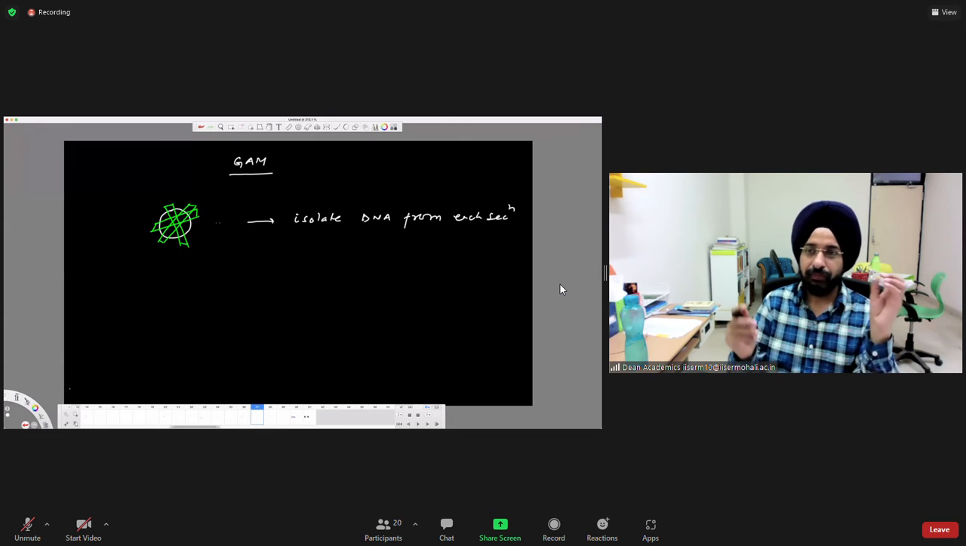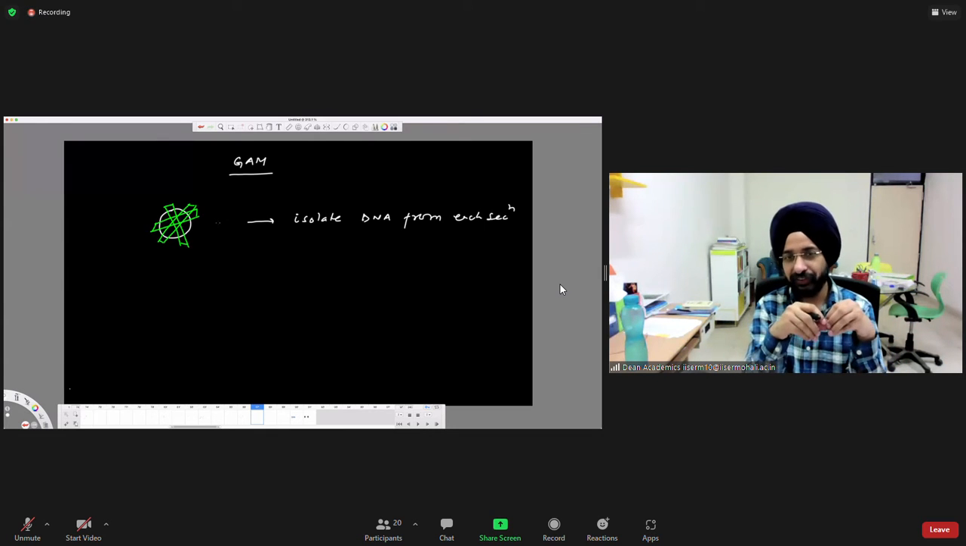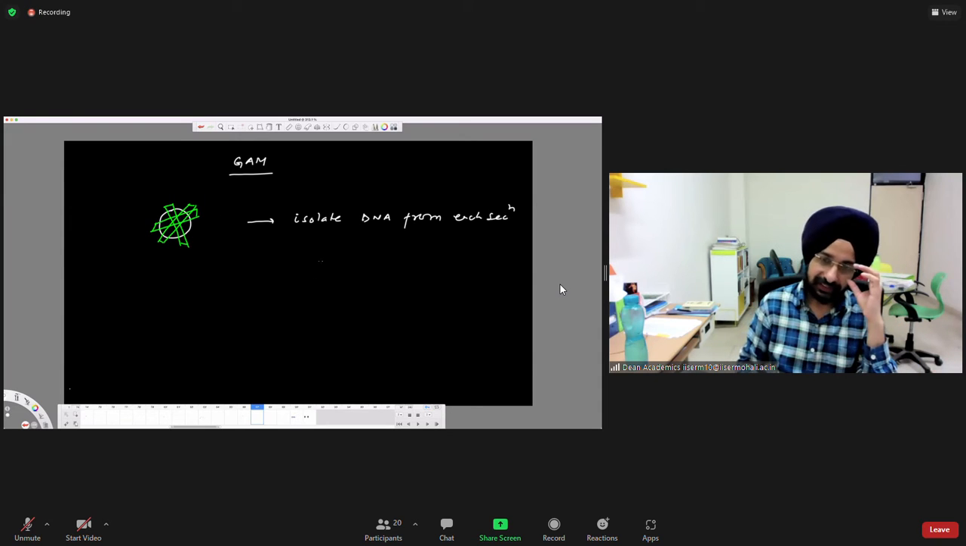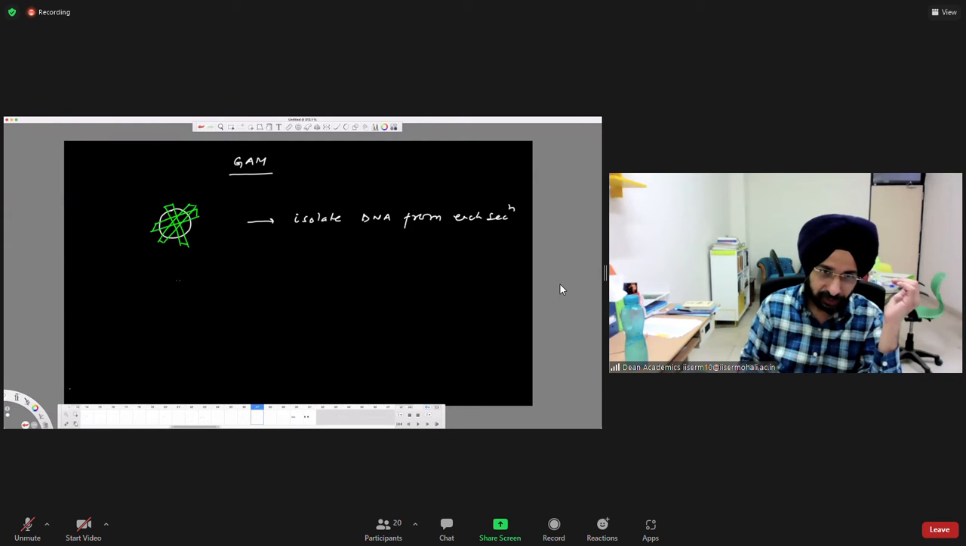Something which will come together in one section more often is likely to be co-localized, right? DNA which is coming in the same section more often will be co-localized. Let me try to give you an example.